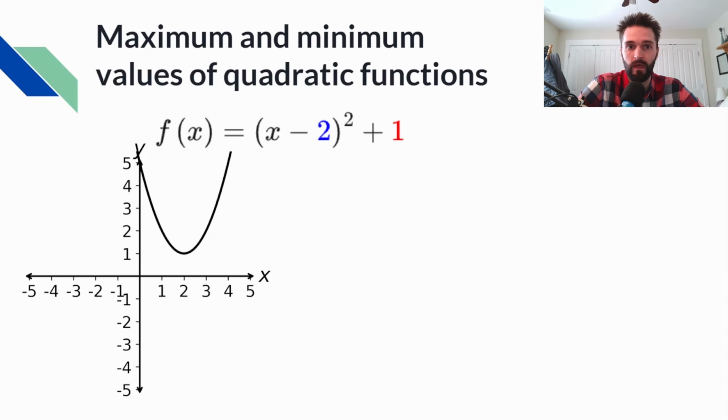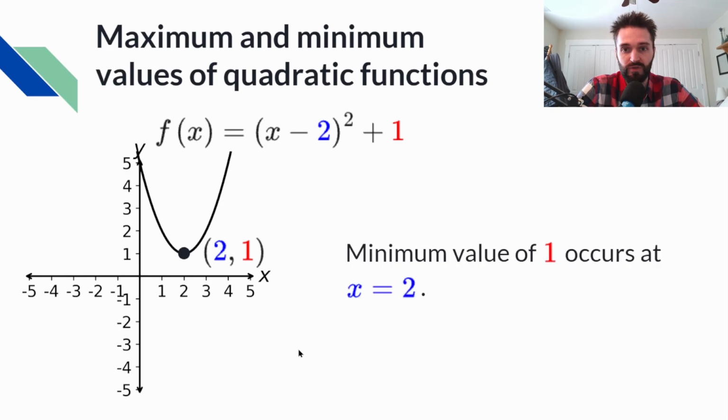To close the video, I want to talk about maximum and minimum values of quadratic functions. Let's take this curve here. It's written in vertex form, so we can say right away what the vertex is. We know that it's h comma k, so in this case it's 2 comma 1. We have 2 in blue and 1 in red. So the vertex is the absolute min, which means that the minimum value of 1 occurs at x equals 2.